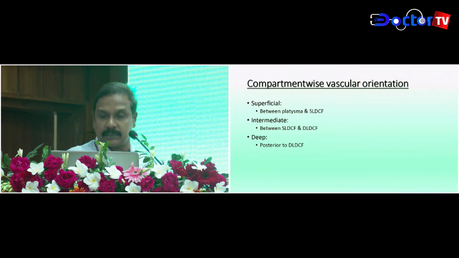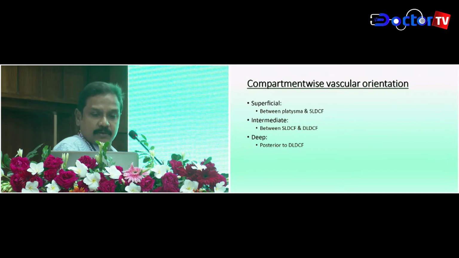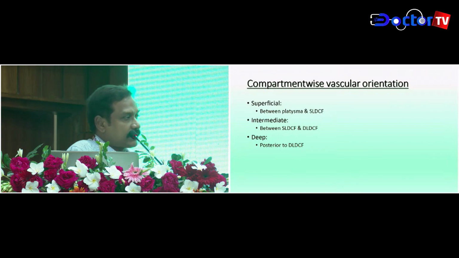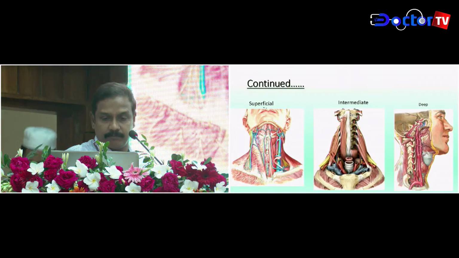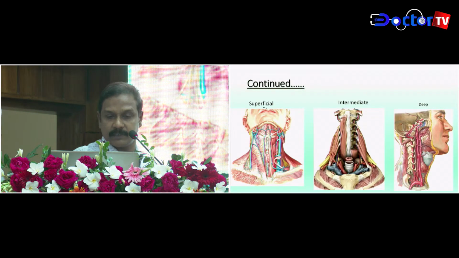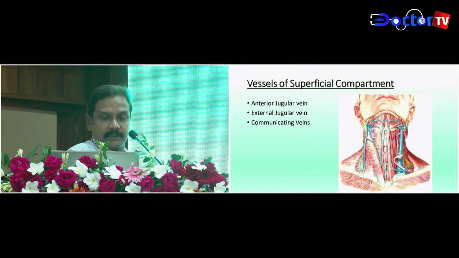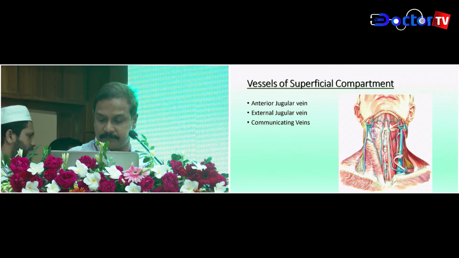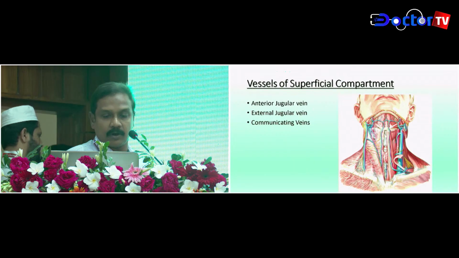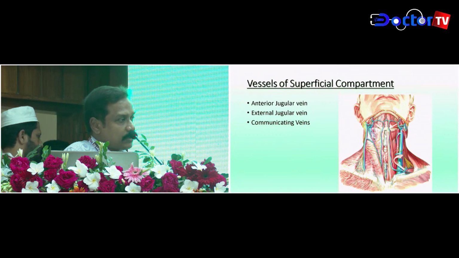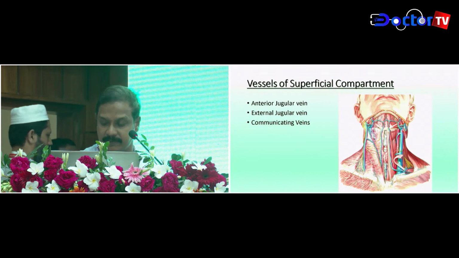Regarding the vascular arrangement, we can divide the neck into 3 compartments: the superficial, intermediate, and deep. The superficial compartment lies below the platysma and the superficial layer of deep cervical fascia. It contains the anterior jugular vein, external jugular vein, and communicating veins.